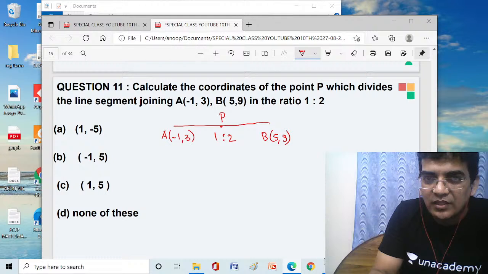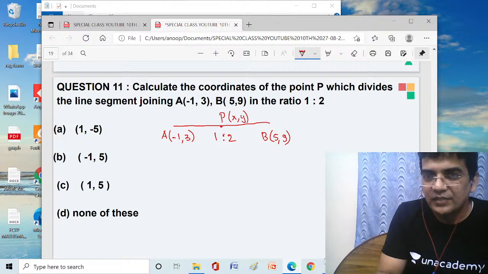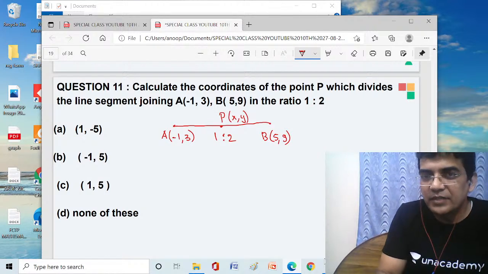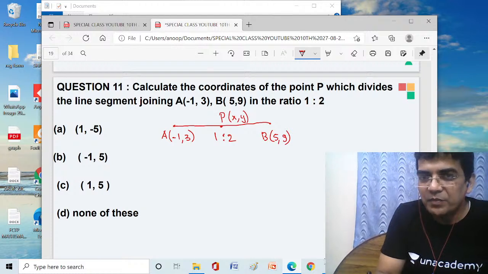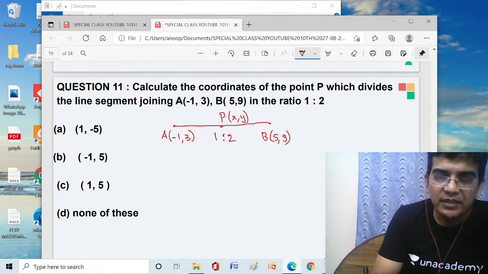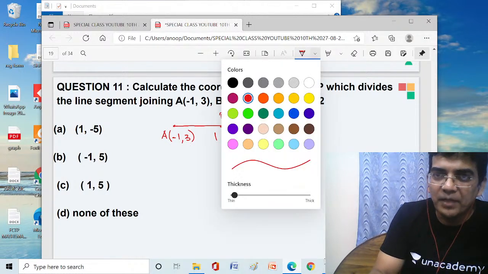Just go through the question and see, is the diagram clear to you? Calculate the coordinates of the point P. So this is point P and I need to calculate its coordinates. This point P is dividing the line segment joining A and B. So A and B become the end points, P is the dividing point, and the ratio is 1:2. Now whenever you find a point dividing a line segment in a ratio, that means you have to apply the section formula.